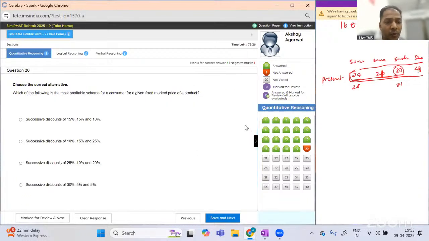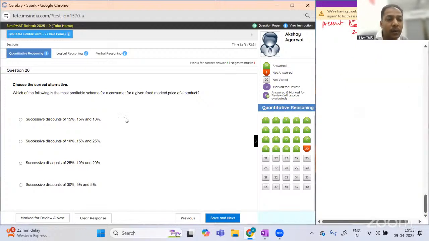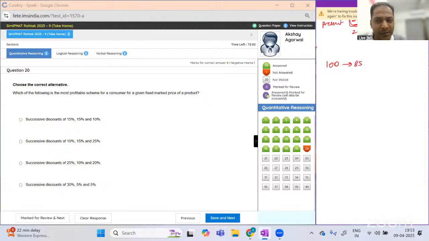Which of the following is the most profitable scheme for a consumer given a fixed market price of a product? 15 plus 15, 30 plus 10 is 40. 50. Total discount is 50. Total discount is 40. First of all, I think I'll take the initial cost price to be 100. Then it becomes 85, 15% would be around 12, 13 or something. So it would become 72 and then around 7 less, around 65 approx. But here I'm already giving huge discounts, big ones, and it's maybe 15, 10, 20, I think.